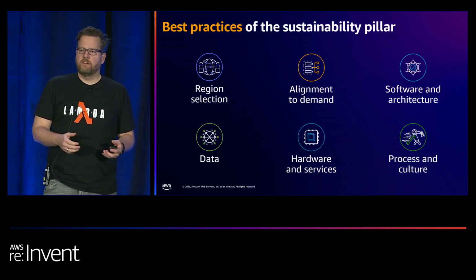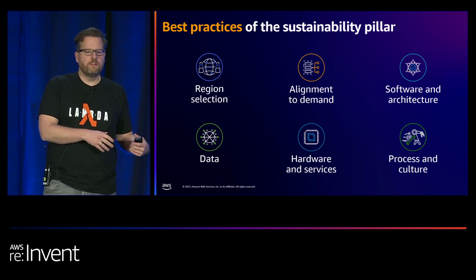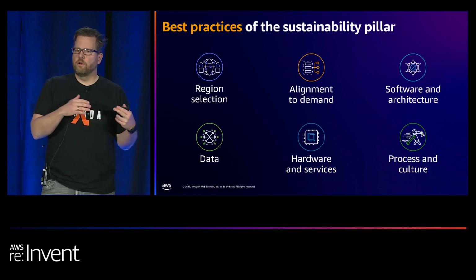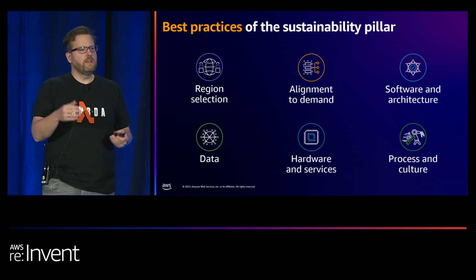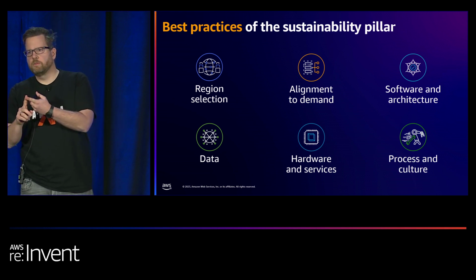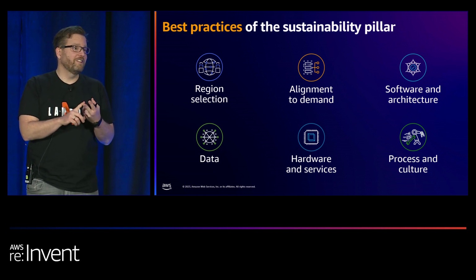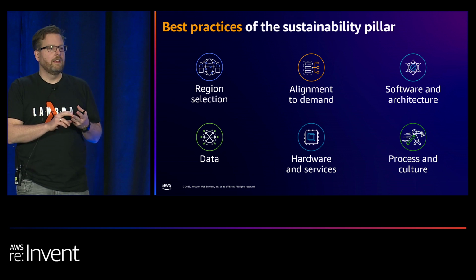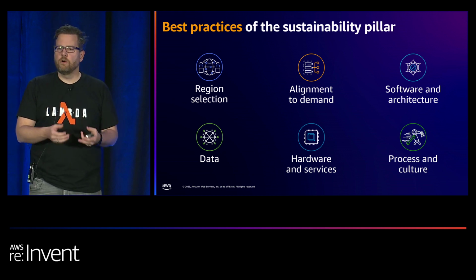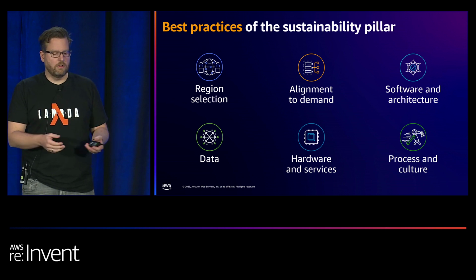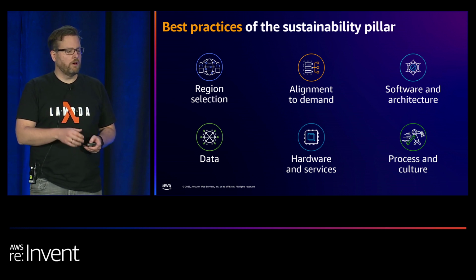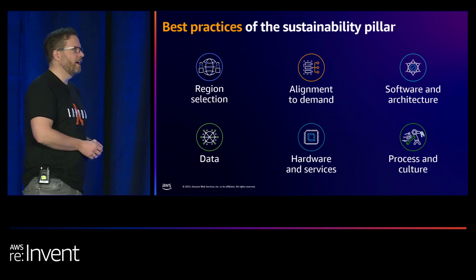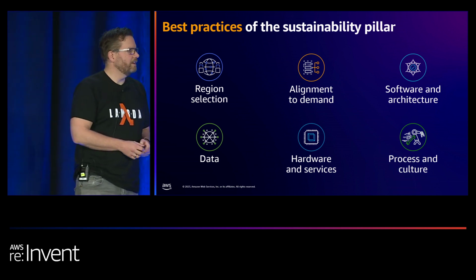The pillar's best practices provide a compilation of these questions and also others. It's like a checklist to go through your workload and all aspects of your application to improve. And each of these best practices provides a short description. It provides the anti-patterns that you probably have, so you can identify these best practices. And it also links to implementation guides. So how can you get started, blogs, documents, etc. It is grouped in the topics of region selection, the alignment to demand, software and architecture, data, hardware and services, and process and culture.